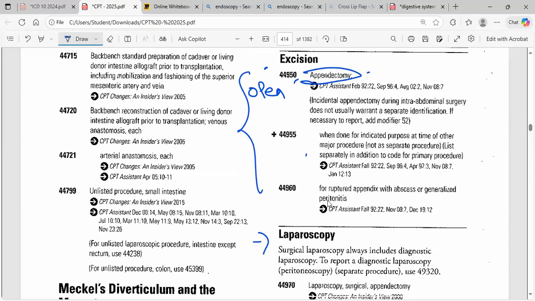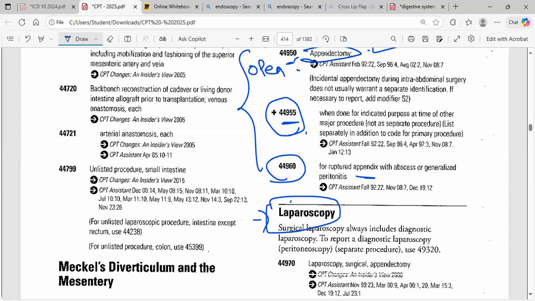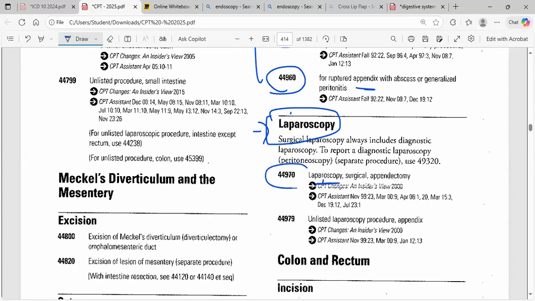For open, we have three codes. If it is complete removal of the appendix, 44950. If it is done in conjunction with the other main procedure, then we have to use the add-on code 44955. And if the doctor needs to remove the appendix for a ruptured appendix, then we have to use 44960. So 44960 for the ruptured appendix, 950 for the complete appendectomy, and 955 if it is done in conjunction with any other main procedure. And if the appendectomy has been performed with the laparoscopic approach, we just have the one code.